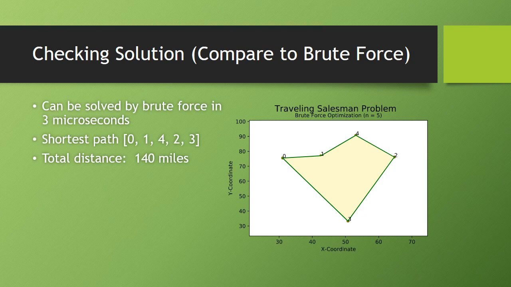And then if we wanted to check this, as I was mentioning in Dr. Yampolsky's artificial intelligence class, this is the problem that we worked on in project 1 for the traveling salesman problem of size 5. We found out that we could solve this by brute force in about 3 microseconds, and the solution given to us in that problem was 0, 1, 4, 2, 3, which is exactly the same solution that we came up with by using branch and bound.